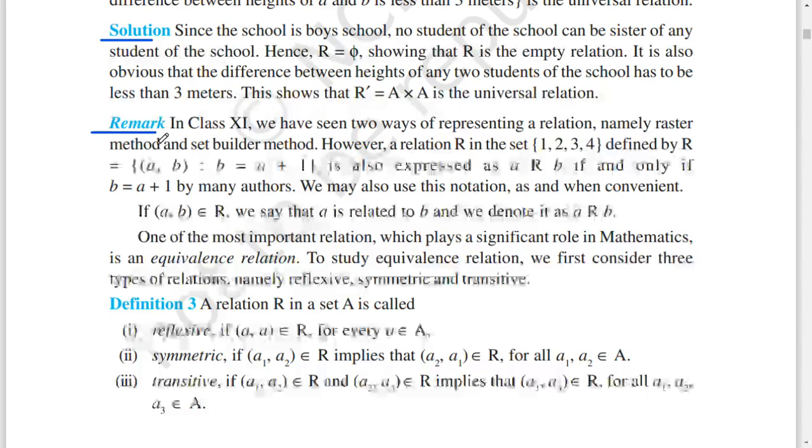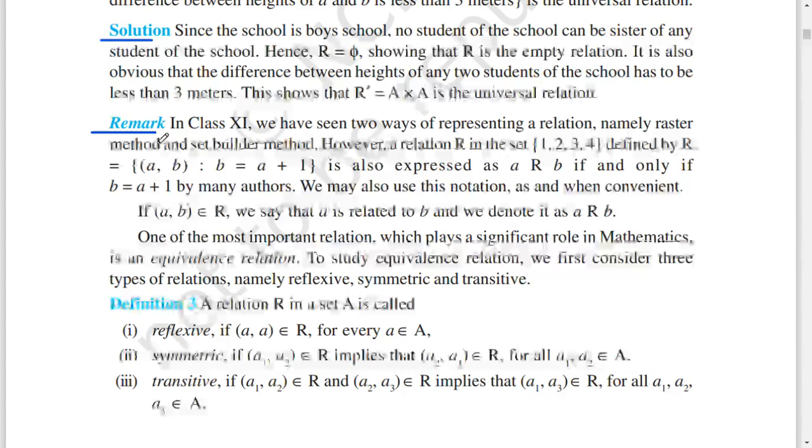Remark: in class 11, we have seen two ways of representing a relation, namely the roster method and the set builder method. However, a relation R in the set {1, 2, 3, 4} defined by R = {(a, b): b = a + 1} is also expressed as a R b if and only if b = a + 1 by many authors. We may also use this notation as and when convenient. If (a, b) belongs to R, we say that a is related to b and we denote it as a R b.